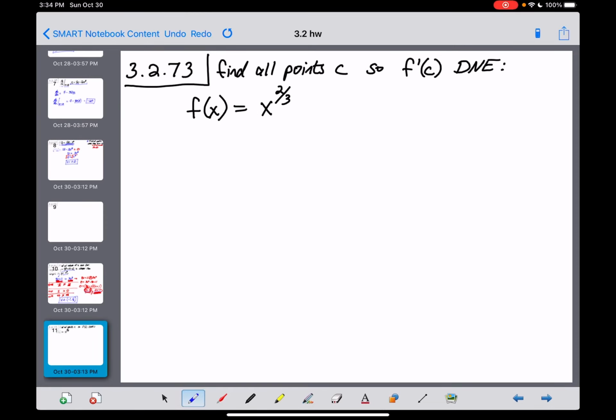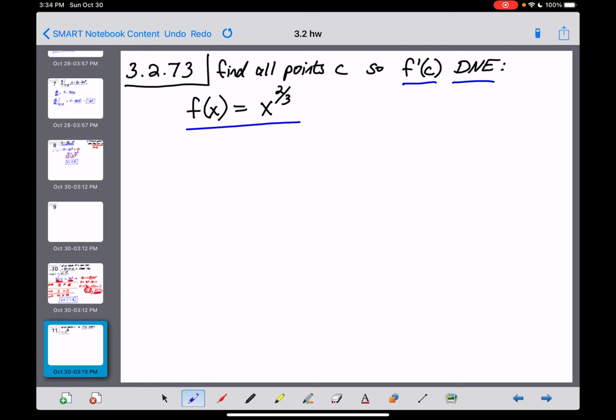Number 73 is asking us to find all points c on this function here so that its derivative, f prime of c, does not exist. So when we get into the idea of a derivative not existing, we could maybe try to explore this graphically, but that's informal. I'd much rather deal with it analytically.